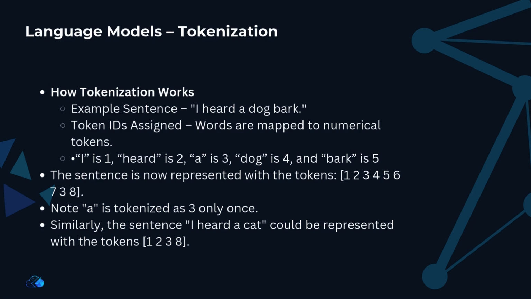So, as training continues, the model compiles a vocabulary, a collection of all unique tokens that have been assigned. With a sufficiently large training dataset, this vocabulary can grow to thousands or even millions of tokens, allowing the model to recognize and process a wide range of words and phrases.